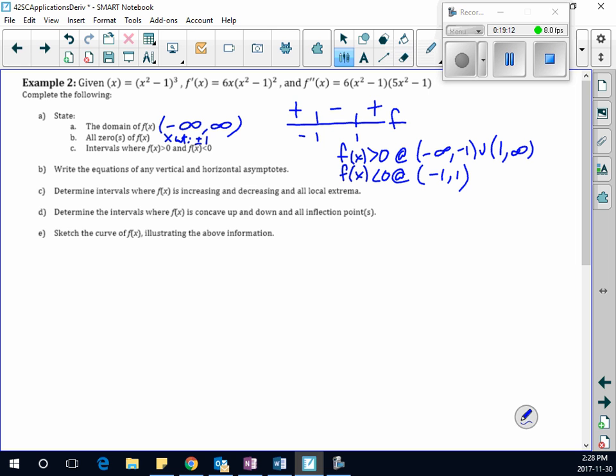Is there a vertical or horizontal asymptote? No, there's none. You know that, right? In a polynomial, there wouldn't be any vertical or horizontal asymptotes.